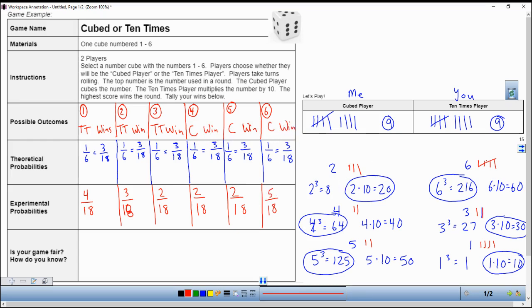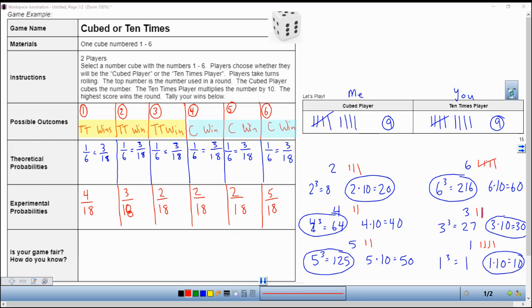So I guess the question is now is this game fair? So you won 3 out of 6 of the times. There's 3 opportunities out of 6 for you to win. For me to win, there's also 3 out of 6 chances for me to win. Okay? So that means that we have an equally likely chance of winning. Each player has an equal chance of winning, meaning that it is a fair game.